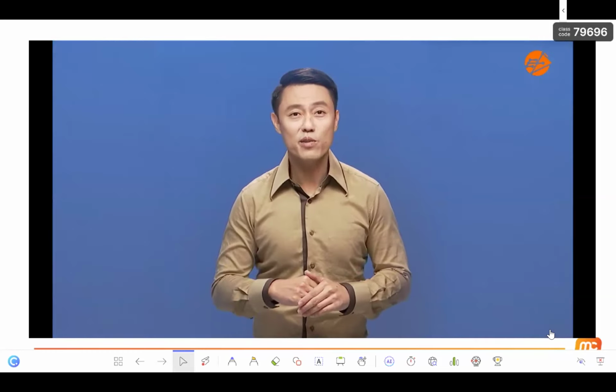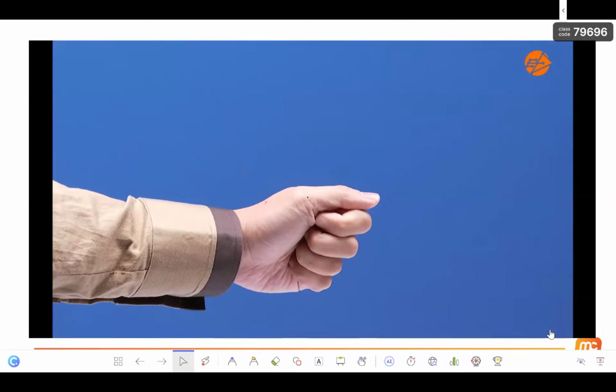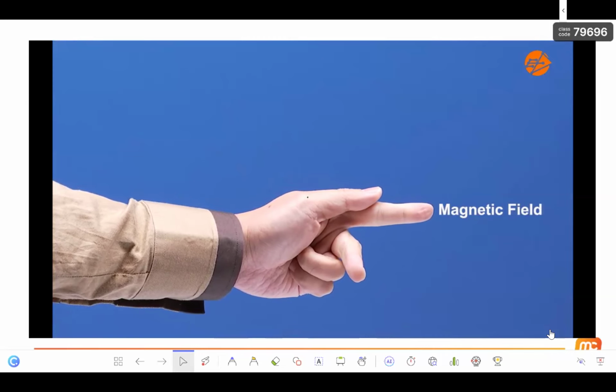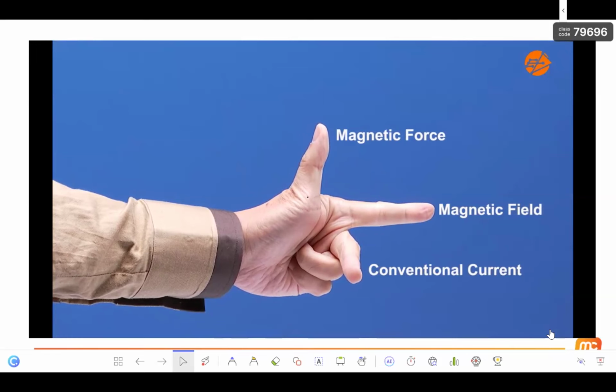The direction of the resultant magnetic force can also be determined by using Fleming's left-hand rule. When using Fleming's left-hand rule, your index finger represents the direction of the magnetic field. Your middle finger represents the direction of the conventional current, and your thumb represents the direction of the resultant magnetic force. Position your fingers as shown. Note that the fingers and thumb are perpendicular to one another.